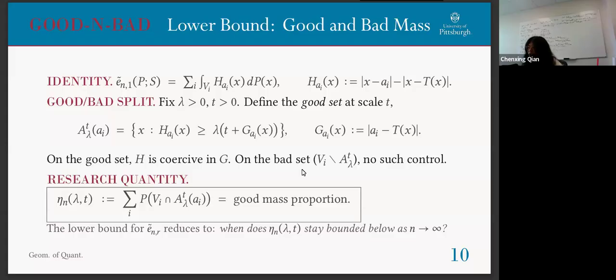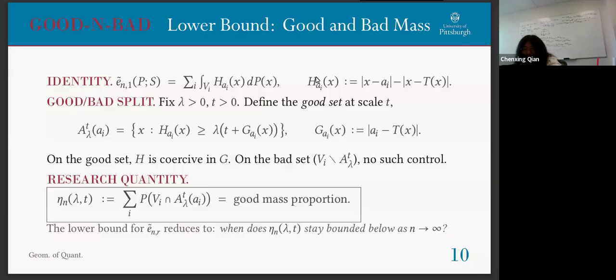So the starting point, let's introduce a new identity, E delta Ni, which is an integral, with respect to each Vi, of a new function h. So h is a function which describes the price you have to pay if you are approximating with the quantizer element ai instead of the nearest projection point tx. I also have another function G ai, the distance of the quantizer to the nearest projection point.